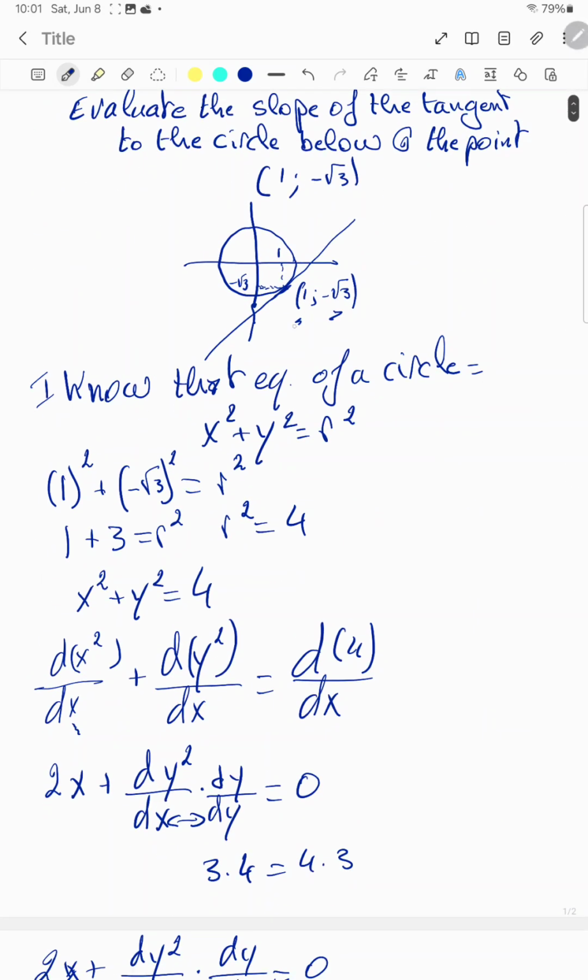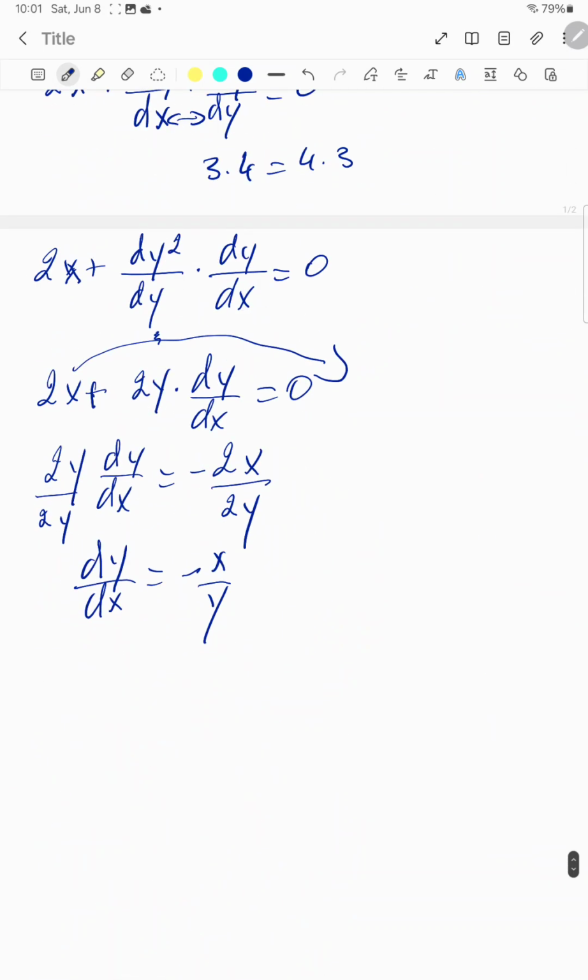And since I'm studying my tangent at the point of 1 and minus square root of 3, I replace my x by 1 and my y by minus square root of 3. So it becomes equal to 1 divided by square root of 3.